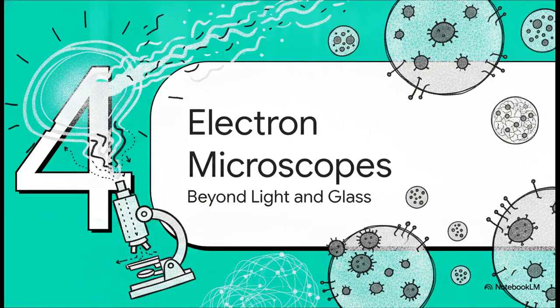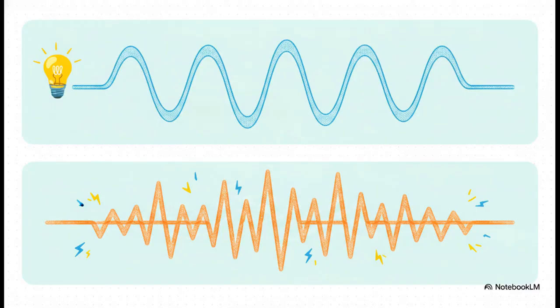Section 4. Electron Microscopes, Beyond Light and Glass. But what happens when we hit the absolute physical limits of visible light? When we need to see things vastly smaller than a bacterium, like individual viruses or the incredibly fine texture of cell membranes? Well, we have to transition from optical systems to electron systems. Optical scopes rely on low-energy, long-wavelength visible light. Electron microscopes, on the other hand, shoot a focused beam of high-velocity electrons accelerated in a complete physical vacuum.